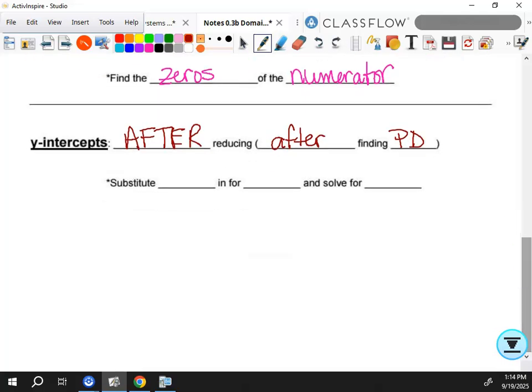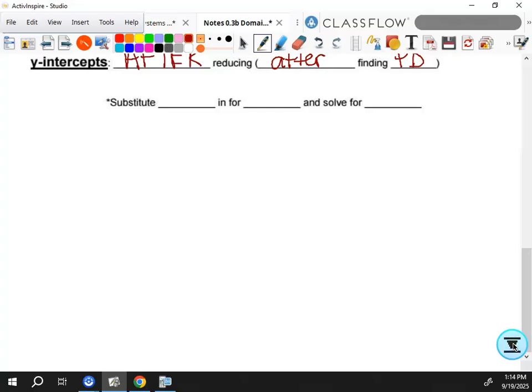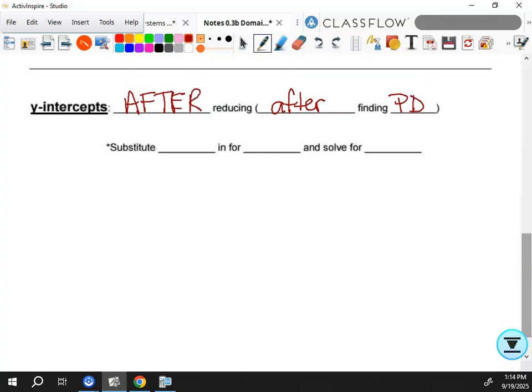And the y-intercepts occur when what is 0? X. So we substitute, oops, no, we don't substitute x. We substitute 0 in for x and solve for y. So that means we are looking for f of 0. You need to understand everything in function notation. Okay, f of 0. We're substituting in 0 for x. Any questions at this point? All right, good deal.